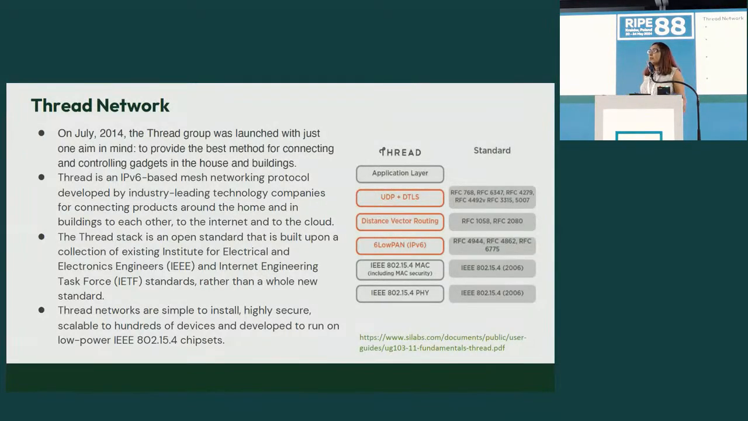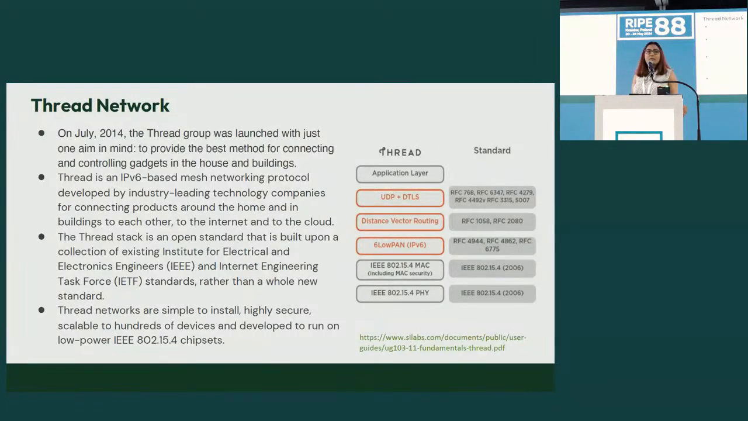That's where the new protocol, called Thread, was introduced in July 2014. The Thread Group was launched before Matter, with the aim of providing the best method for connecting and controlling your IoT devices in homes and buildings. Thread is an IPv6 based mesh networking protocol, and it's developed by the same consortium which is developing Matter at the moment. So it is the CSA Alliance and industry-led technology companies.